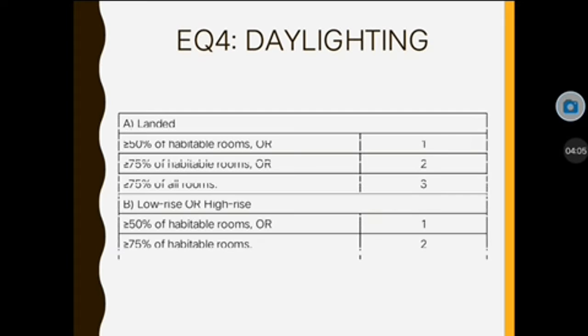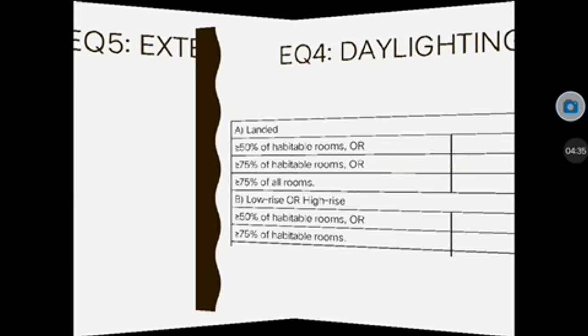Then daylighting. For A, the landed, more than 50% of habitable rooms acquire 1 point, more than 75% of habitable rooms acquire 2 points, and more than 75% of all rooms acquire 3 points. While for B, low rise or high rise, more than 50% of habitable rooms acquire 1 point, and more than 75% of habitable rooms acquire 2 points.